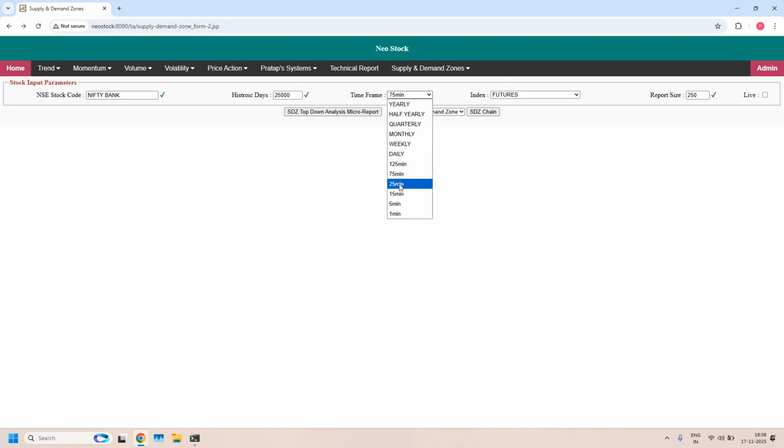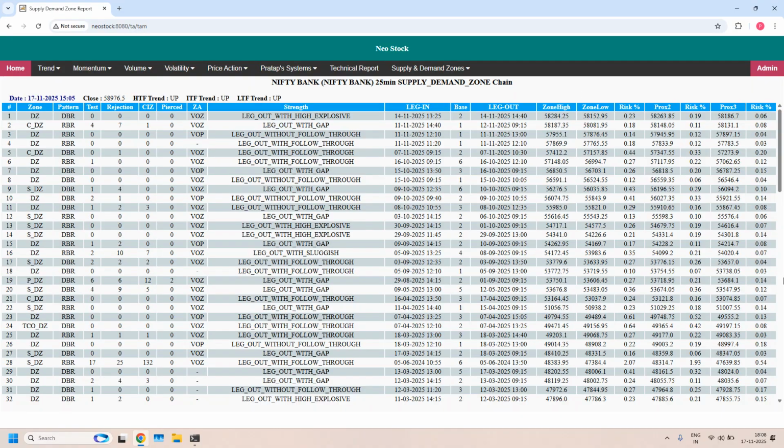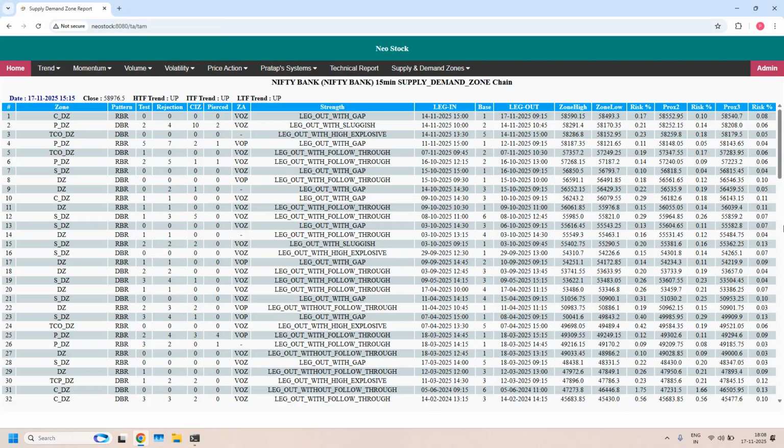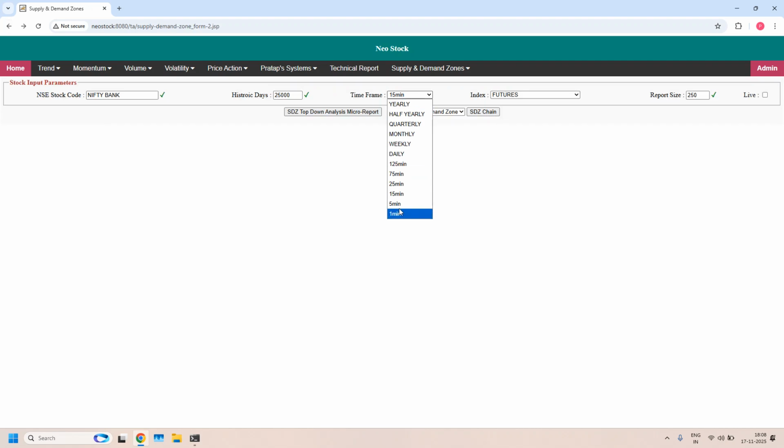Next, generating 25 minutes supply demand zone chain for BANKNIFTY. Next, generating 15 minutes supply demand zone chain for BANKNIFTY. Next, generating 5 minutes supply demand zone chain for Bank Nifty.